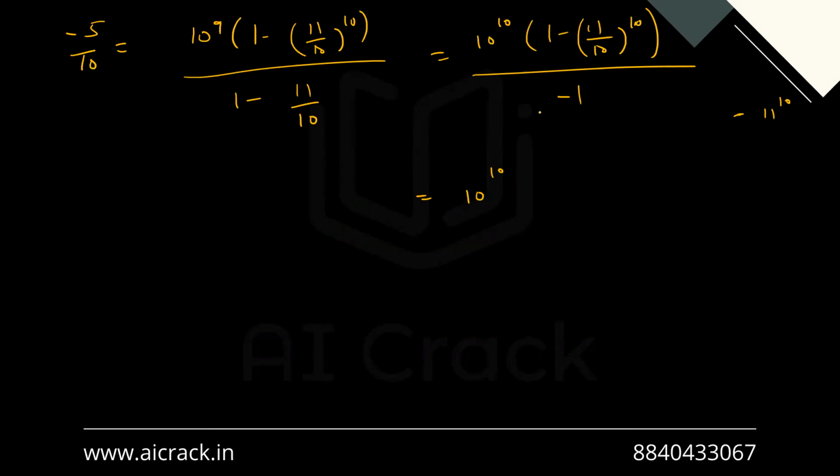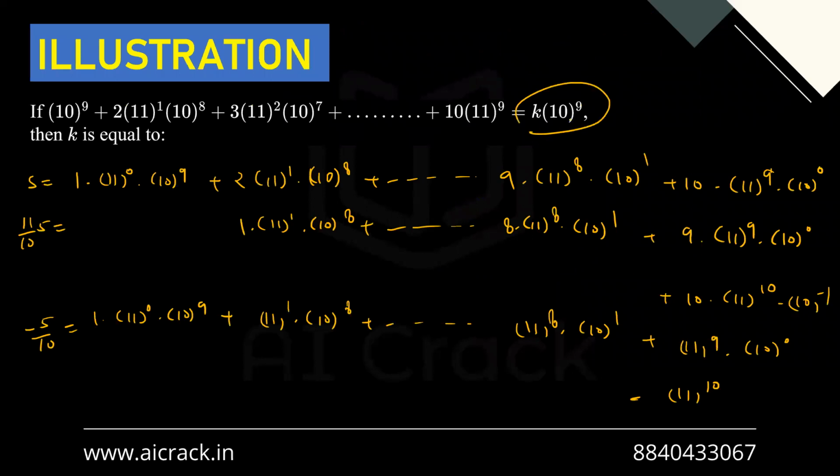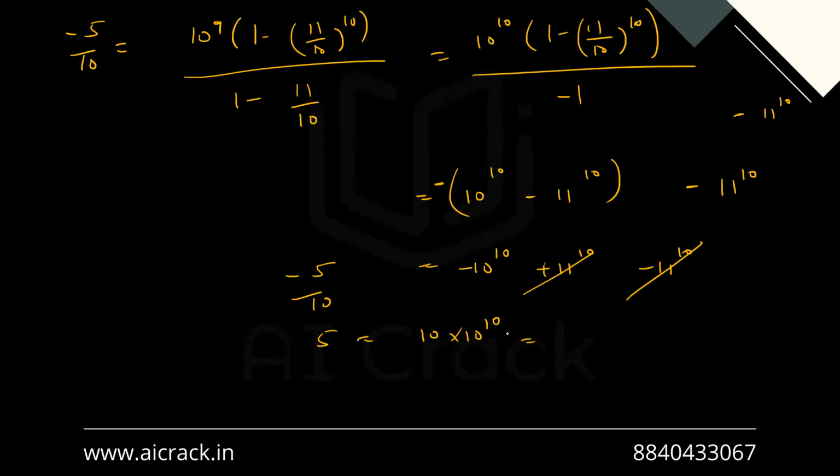So 10 raised to the power 10 multiplied, and if I multiply it over here, this 10 raised to the power 10 gets cancelled out with 10 raised to the power 10 over here. I'll be getting minus of 11 raised to the power 10 with a negative sign because of minus 1 in the denominator, and this is 11 raised to the power 10. So this would become minus 10 raised to the power 10 plus 11 raised to the power 10 minus 11 raised to the power 10. This gets cancelled out. So minus s by 10 equals this. So s equals 10 times 10 raised to the power 10. But we have to write in this format, k times 10 raised to the power 9. So I'll take 10 out from here. That would be 100 into 10 raised to the power 9. So k would be 100, right?